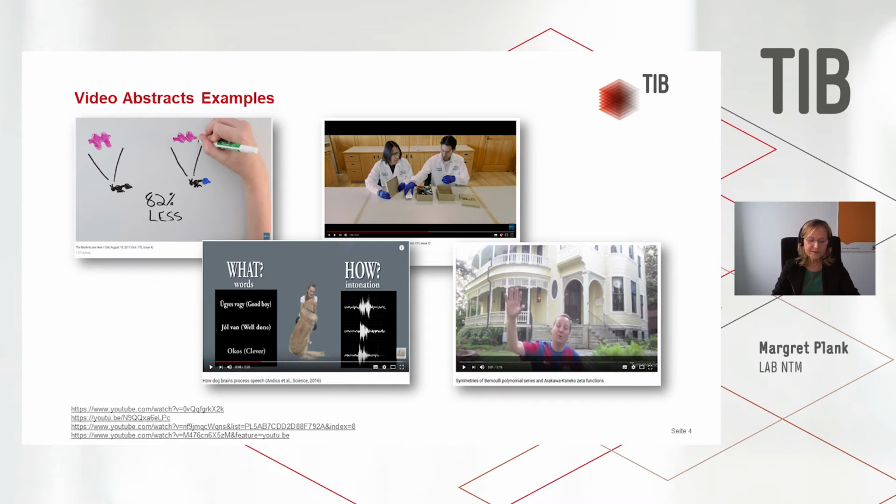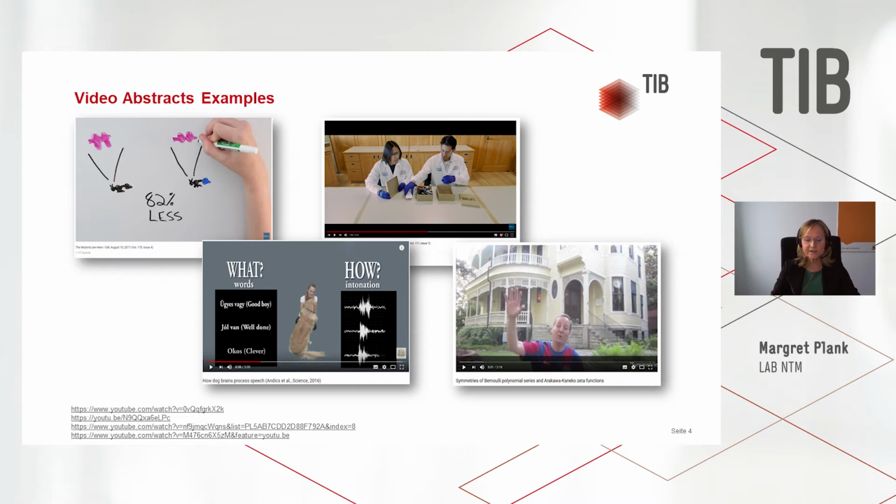Next one is how dogs process speech, 2016, Cell Press. And this is probably one of the most successful video abstracts ever, 480,000 views. And they are using talking heads and filming of the actual experiment. And last one is Professor Paul Young in front of his house in a very relaxed atmosphere, talking about a very complex mathematical problem.